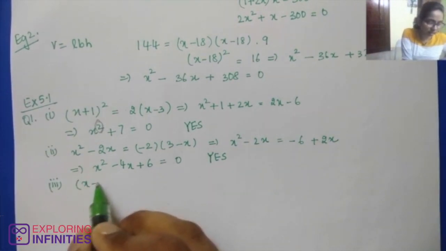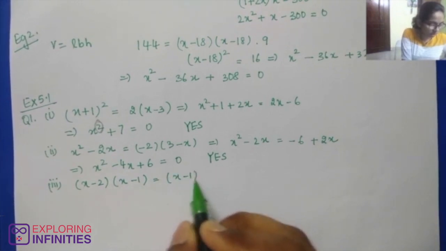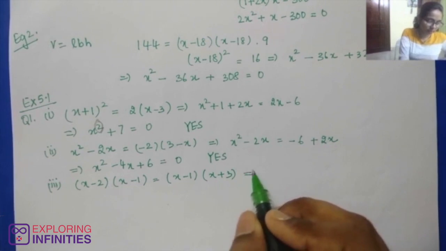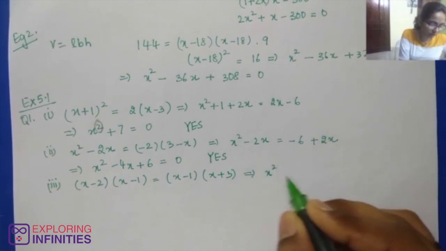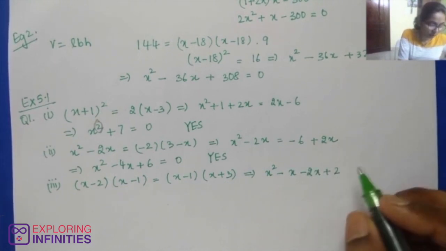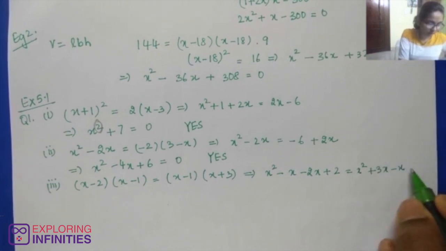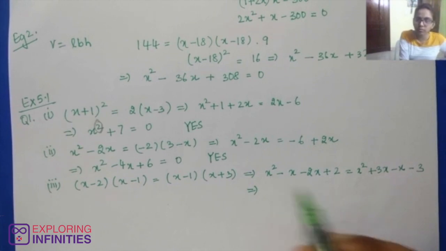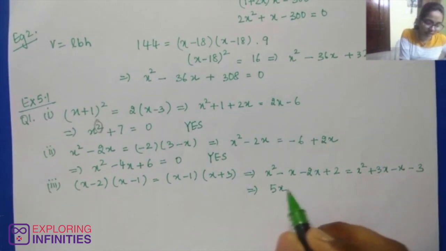This is (x minus 2)(x minus 1) equal to (x minus 1)(x plus 3). So if I simplify this, if I multiply this out, I have x square minus x minus 2x plus 2 equal to x square plus 3x minus x minus 3. So if I simplify this, my x square term gets cancelled. So I have basically 5x minus 5 equal to 0.